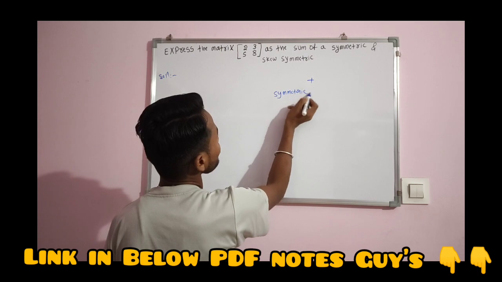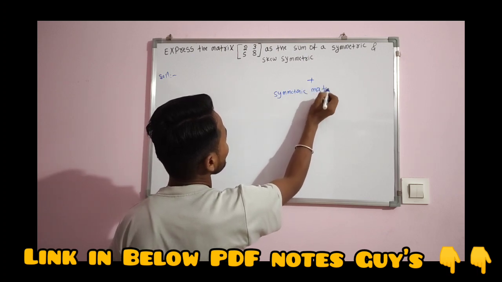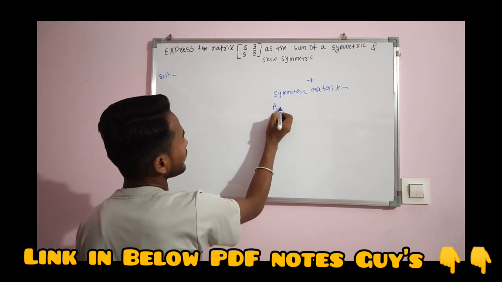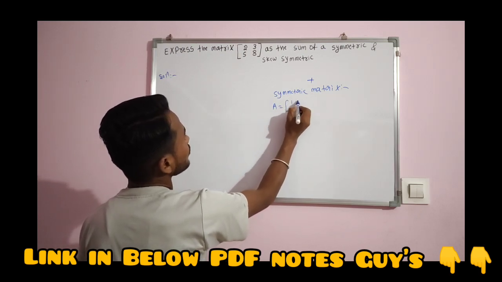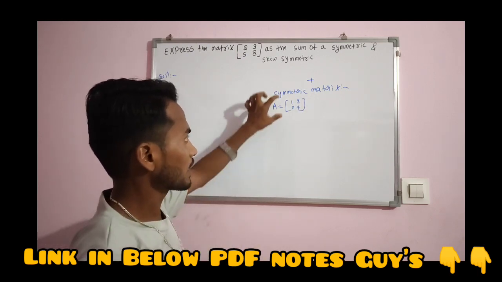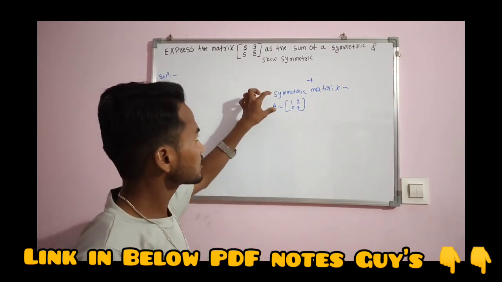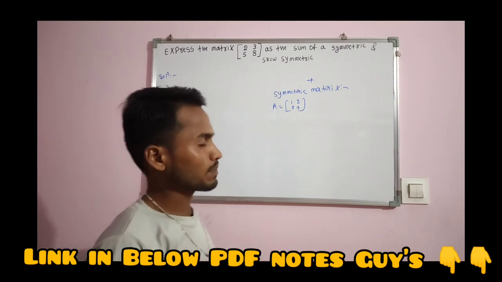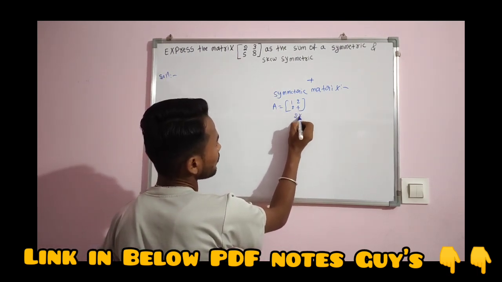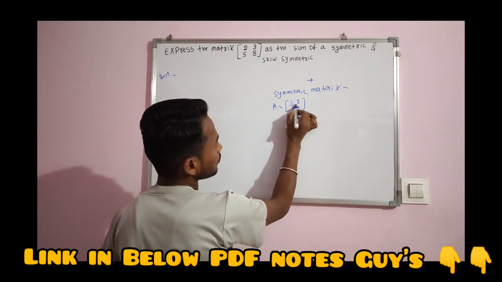A symmetric matrix means you are given a matrix A, for example 1 2 3 4. This is one matrix. See whether this is symmetric or not. This is a 2 cross 2 matrix.